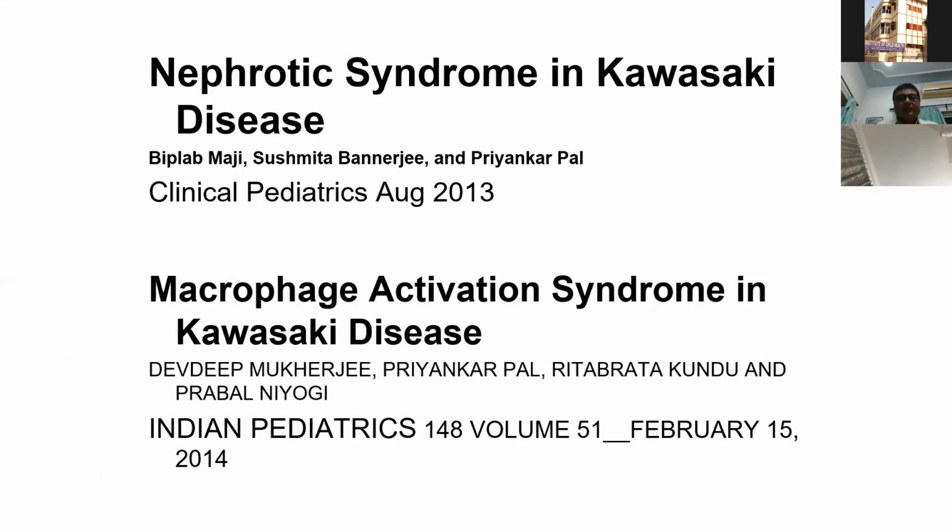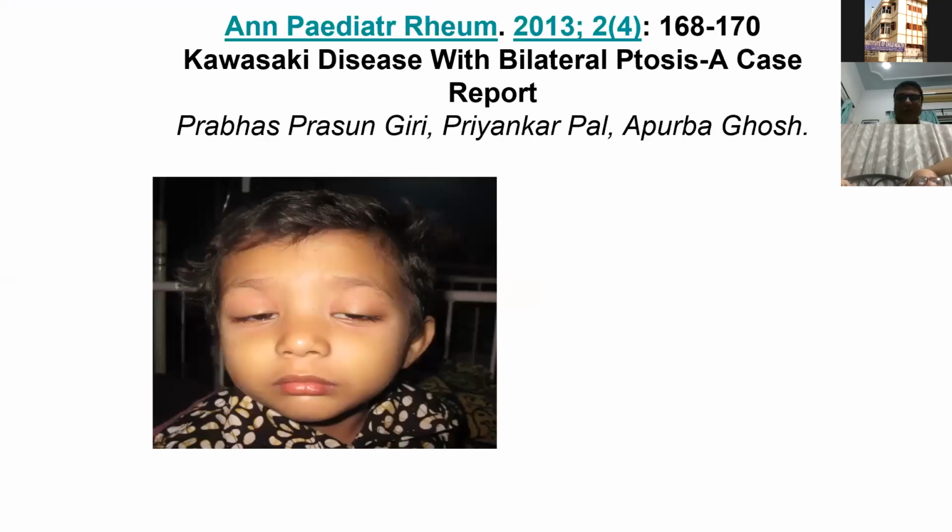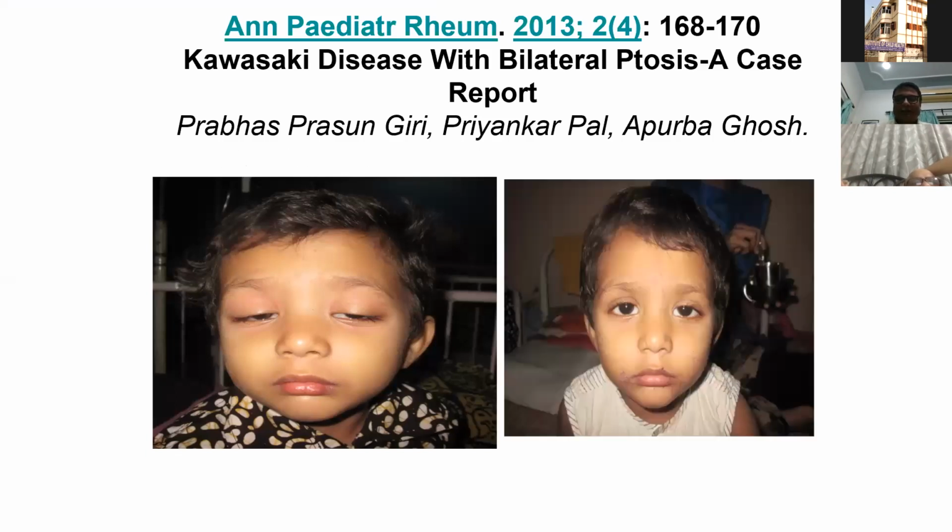Now, let us look at some of the atypical presentations that we have come across. Nephrotic syndrome in Kawasaki disease. So this was a child who had presented with nephrotic syndrome with some features of Kawasaki, and we treated the Kawasaki and the nephrotic syndrome subsided. Macrophage activation syndrome, we'll discuss in detail later on. And this was a child who had presented with bilateral ptosis. So a KD patient with a peripheral neuropathy, and you can see the improvement following the IVIG.